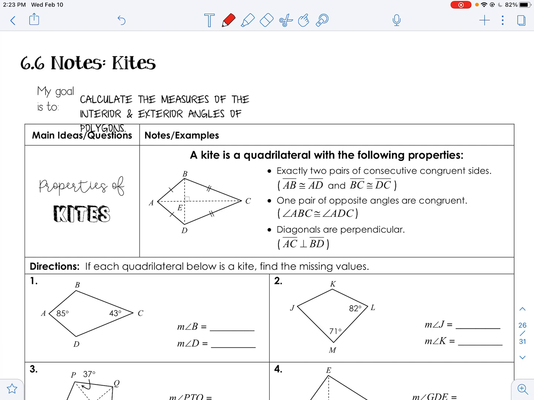Unit 6, Section 6, kites. This is our last type of quadrilateral. We did parallelograms. We talked about a specific type of parallelogram called a rectangle, another one called a rhombus, another one called a square.